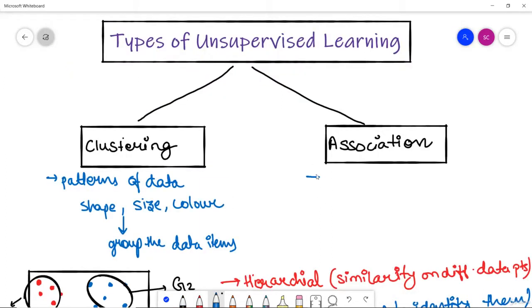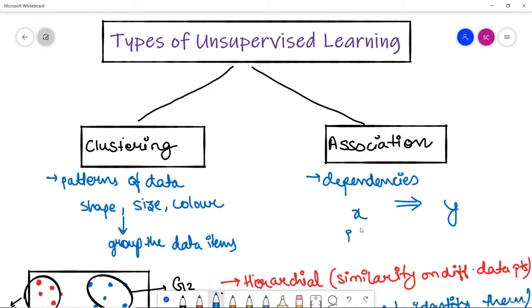Now here we are left with association. Association is a kind of unsupervised learning where you find certain dependencies of one data item on another data item, and then map them in ways that help you profit better. We will discuss some popular algorithms in association rule mining now, but if you want to say it in basic terms, if X, then it implies Y.